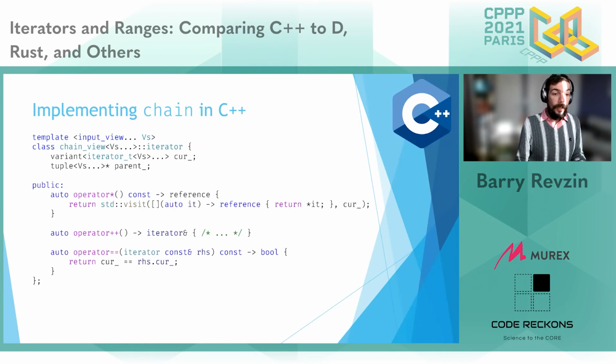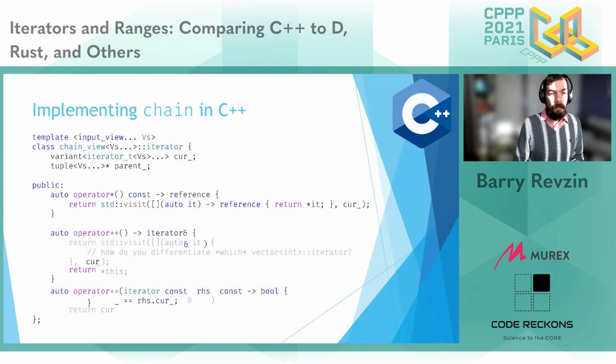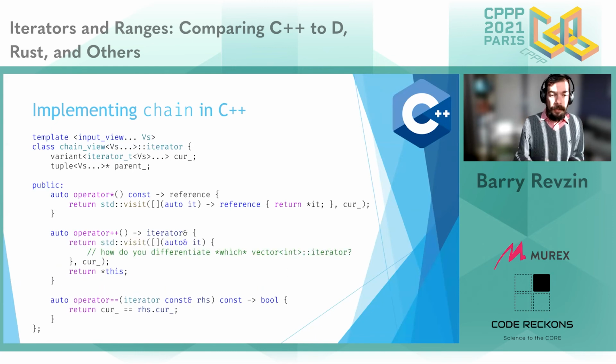And we have our basis operations. The done and the read operations are both fairly straightforward, since variant equality already does the right thing for us. And reading is whichever iterator we're currently holding onto, we just need to dereference that iterator. So variant visitation solves that problem for us. But with advancing, std::visit doesn't cut it, because it's not enough to know which iterator we're advancing. It's very important to differentiate which vector of int iterator we're advancing, because we're not just going to increment the iterator that we're on. We also need to make sure that if we've hit the end of our current range, we move on to the next one.